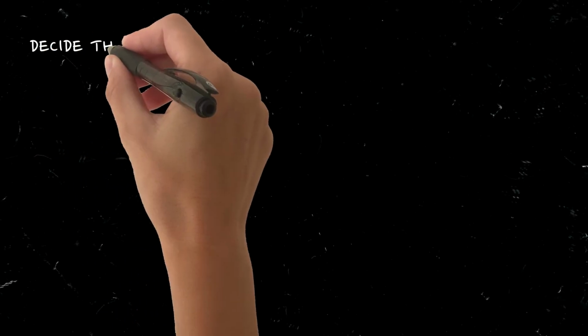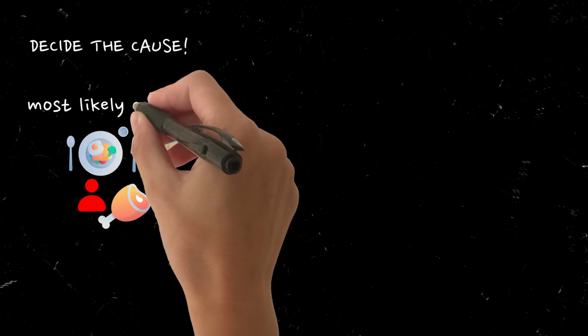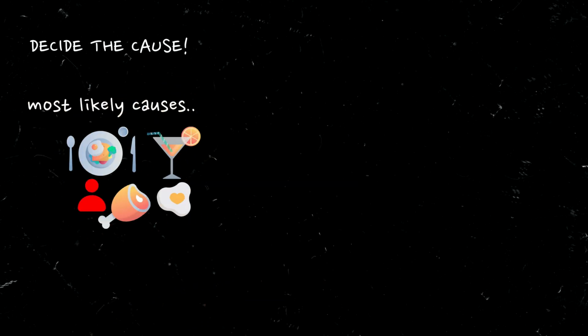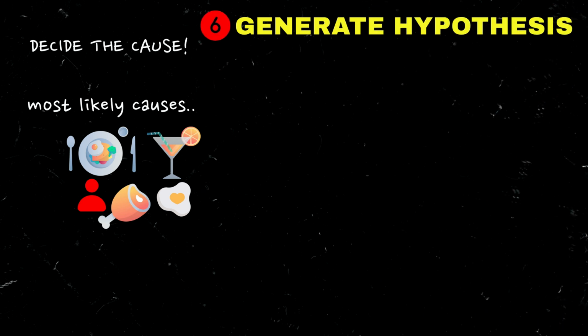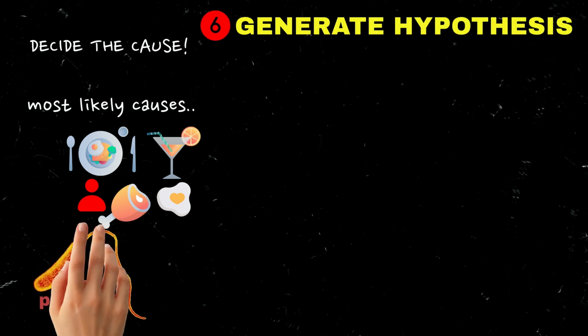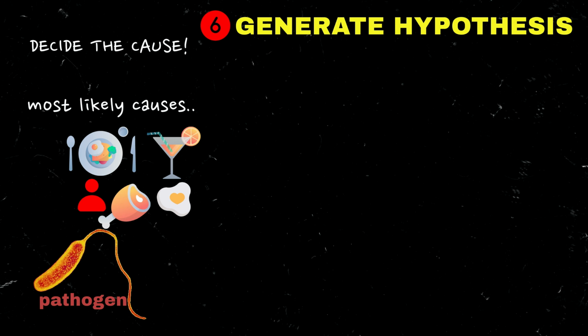Figuring out what caused the outbreak is the next part of outbreak investigation. The information available from the previous steps may point out the likely cause of the outbreak. This is also known as generating a hypothesis. Now, if the pathogen that's the cause of the outbreak is already known, then it can provide useful information to guide investigators to the likely source and mode of transmission.